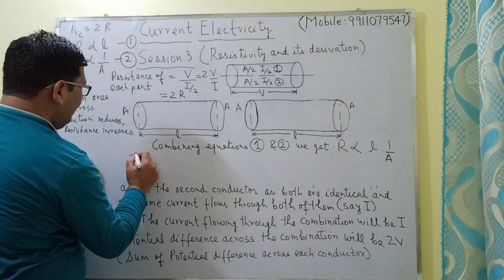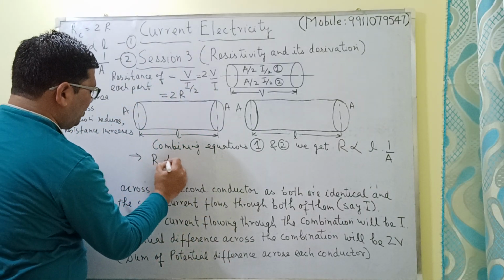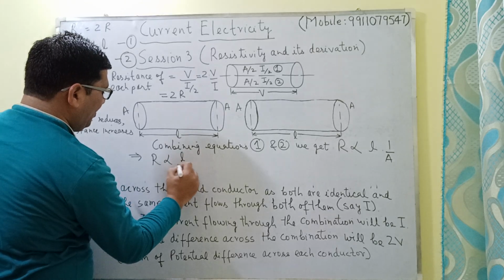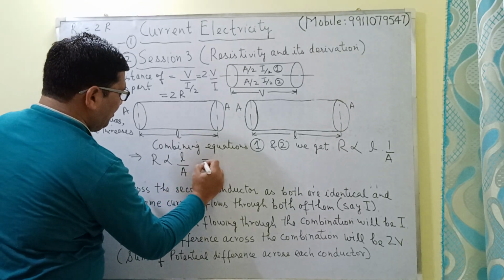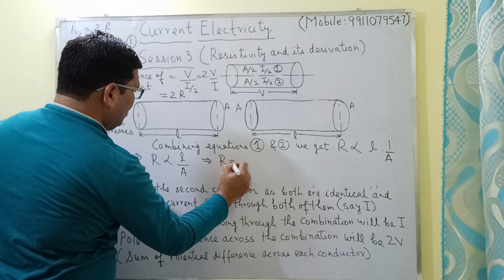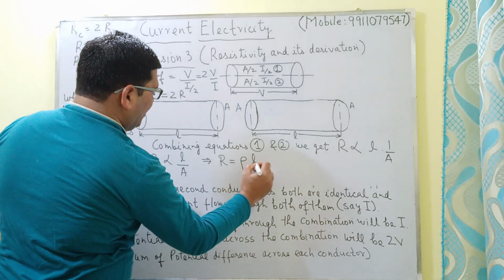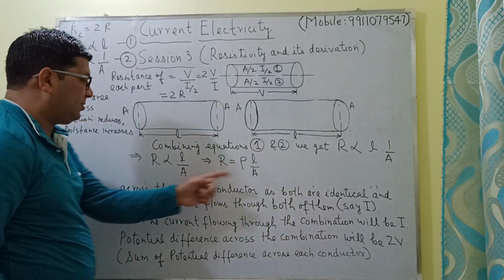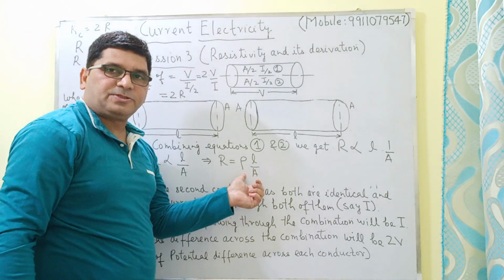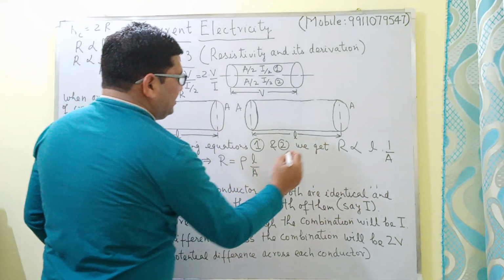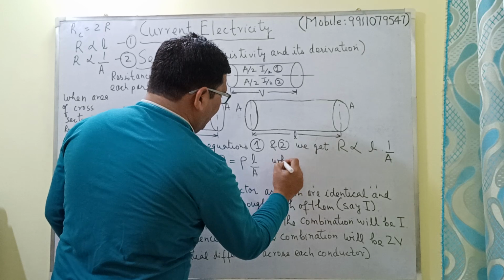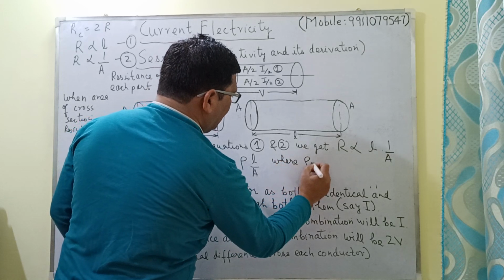So it implies that R is proportional to L upon A. It implies that R is equal to rho L upon A, where rho is a constant. This is a constant which we call the resistivity of the material. Rho is a constant.